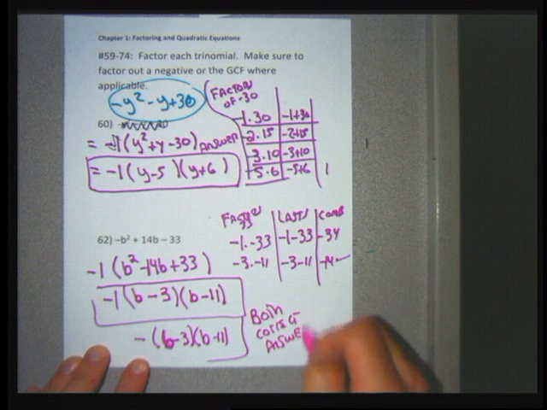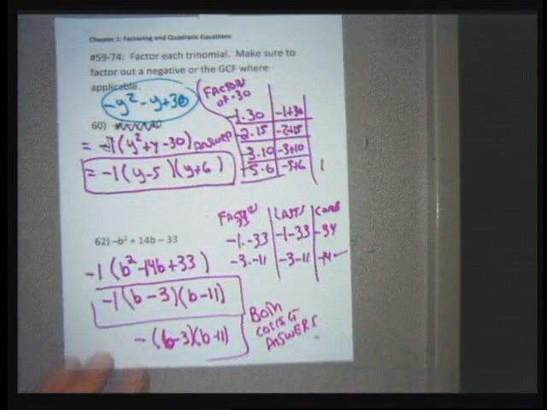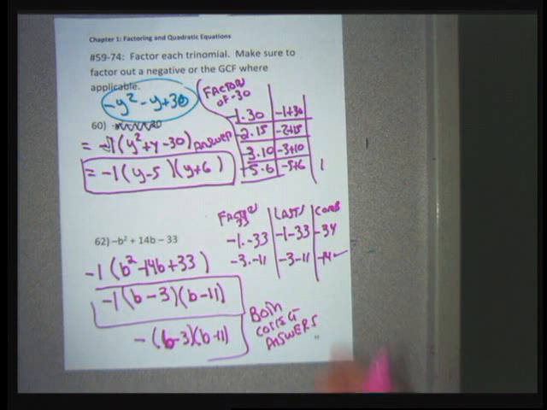And you could actually write the b minus 11 parentheses first and the b minus 3 parentheses second, and still would be correct too.